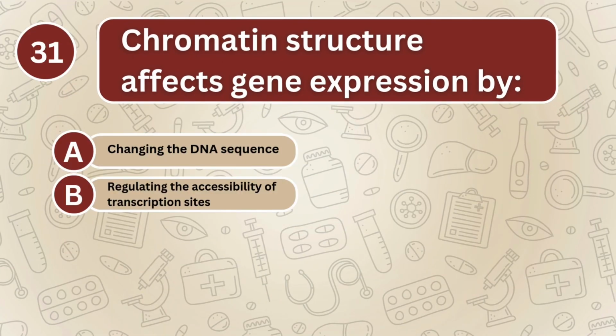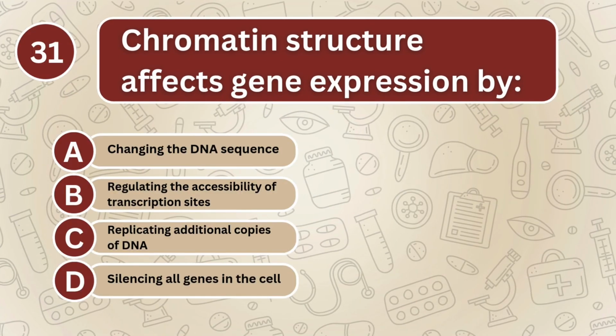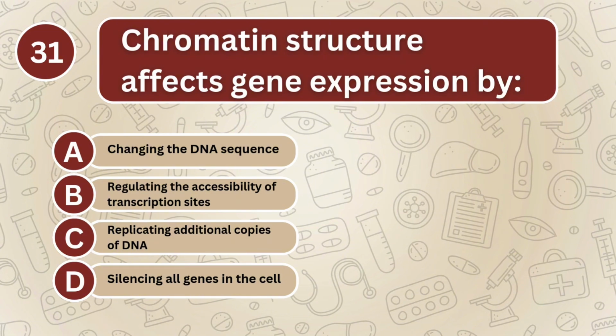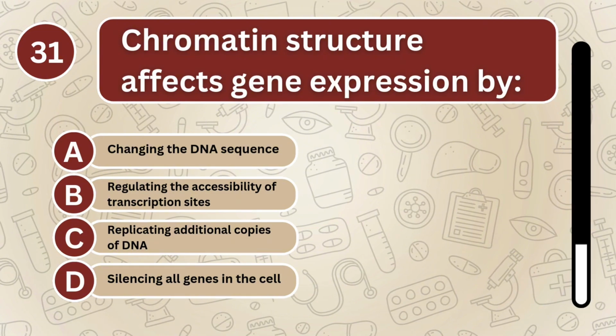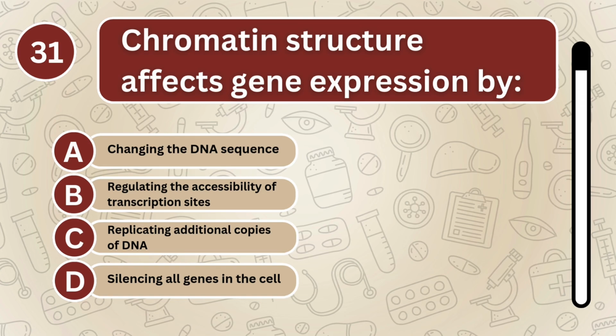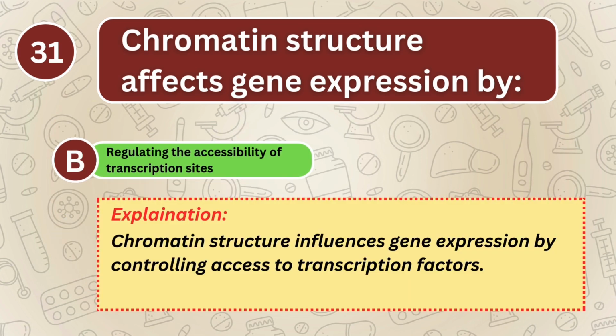Chromatin structure affects gene expression by changing the DNA sequence, regulating the accessibility of transcription sites, replication, additional copies of DNA, or silencing genes. Correct answer is B, regulating the accessibility of transcription sites.